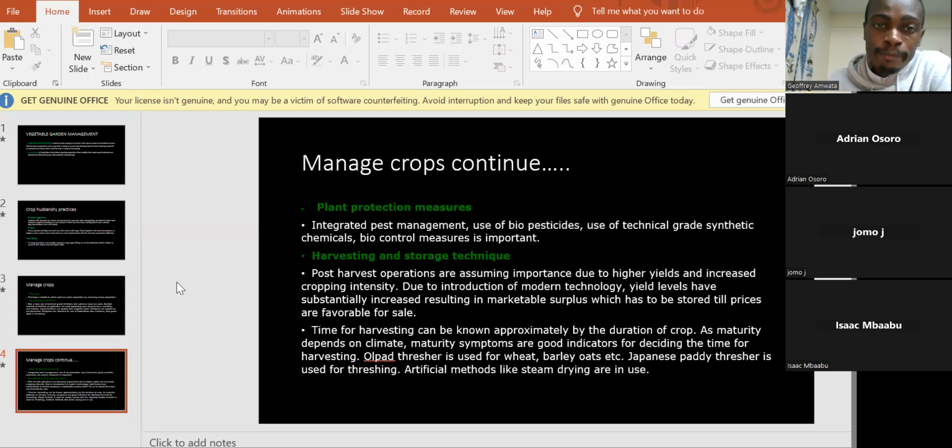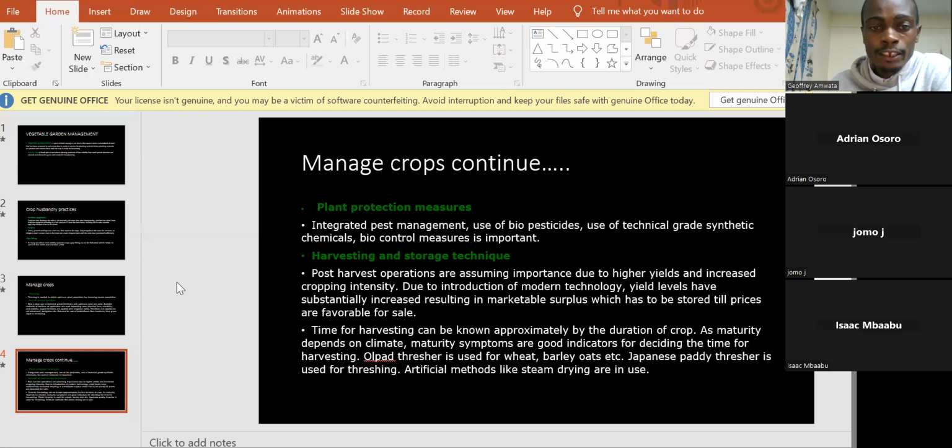Our next management practice will be plant protection measures. This is integrated pest management: use of biopesticides, use of technical grade synthetic chemicals, and biocontrol measures, which are important for crop protection. Harvesting and storage technique is also one of the management practices.